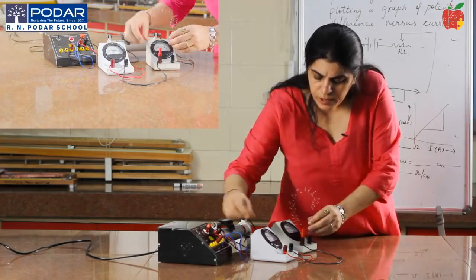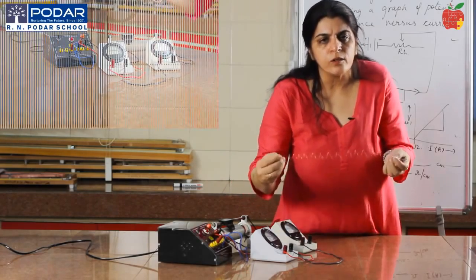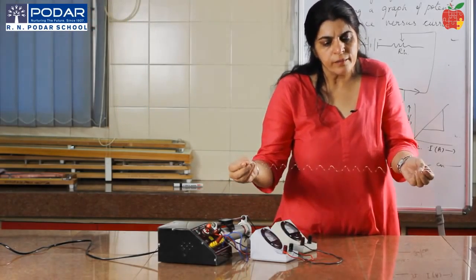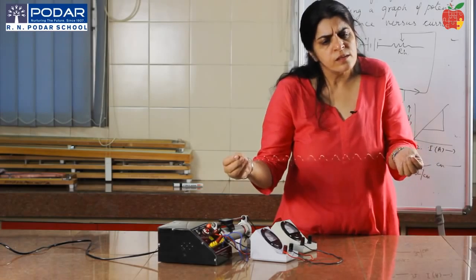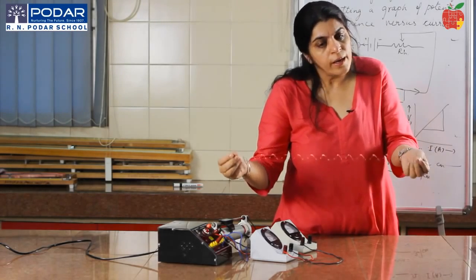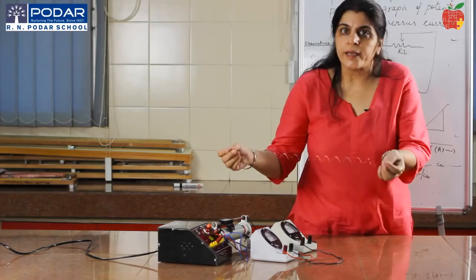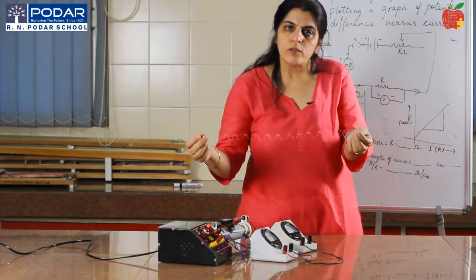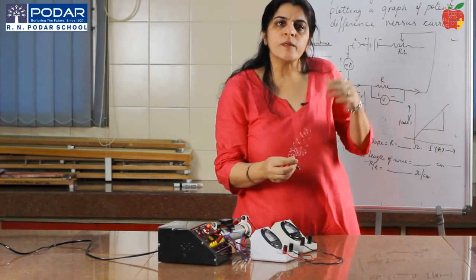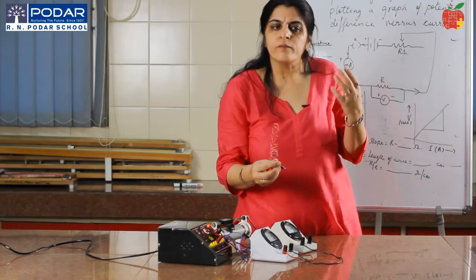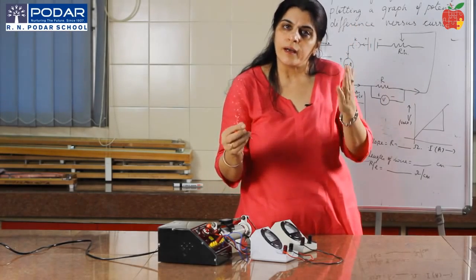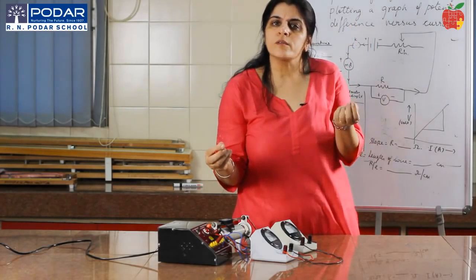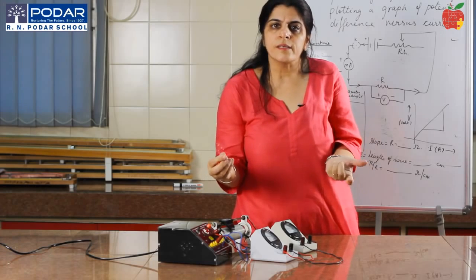After this setup, take off the wire and find the length of the resistance wire you've taken. Measure that length of the wire. Suppose the length of the wire is 100 centimeters and you get the resistance as 8 ohms. So our resistance per centimeter of the wire will be 8 ohms divided by 100, that is 0.008 ohms per centimeter.